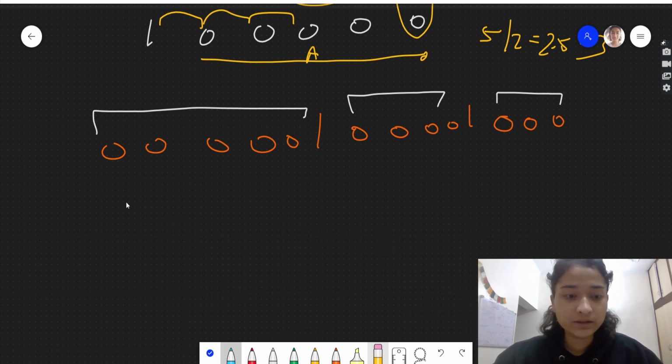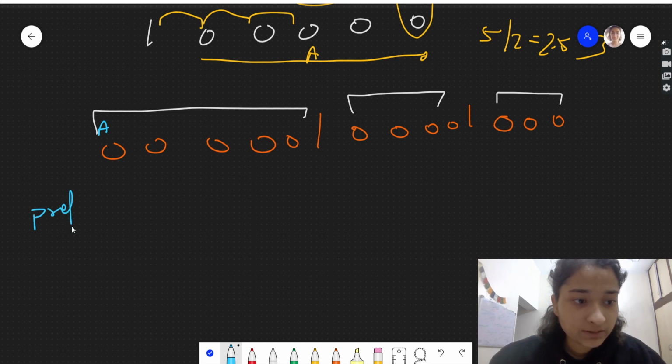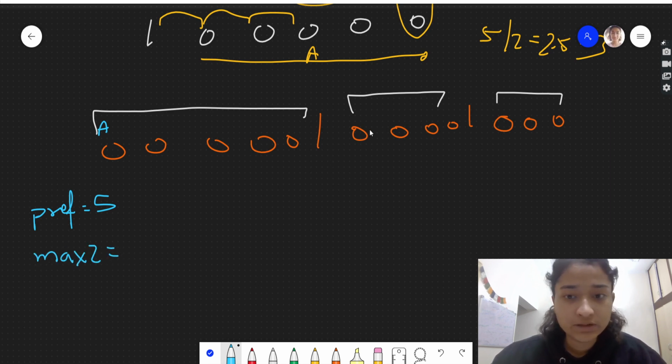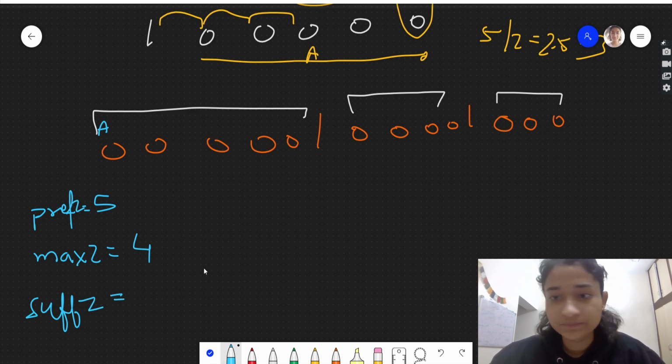Now see how we can get to the answer. Obviously Alex will sit here, because this is the maximum distance from the closest person, right? So what we will do is we will have three variables. Prefix, which will give us the prefix zeros; over here prefix zeros are 1, 2, 3, 4, 5. Then a variable which will give us the middle zeros, let's say max zeros in between, so it is 1, 2, 3, 4. And one variable which will give us the suffix zeros, which is 3.